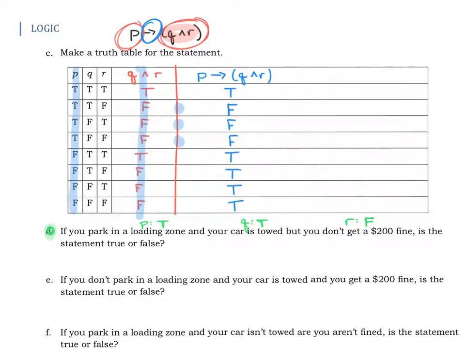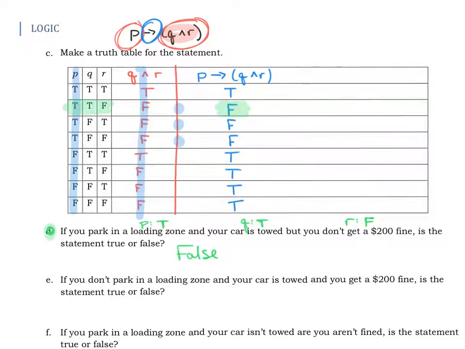So we need to go up to our table and find where P is true, Q is true, and R is false. We've got a true, true, false. That is right here. Is the final statement true or false? The final statement is false. So if you parked in a loading zone and you got towed, but you didn't get a fine, their sign is not true. They weren't following what they said they were going to do.